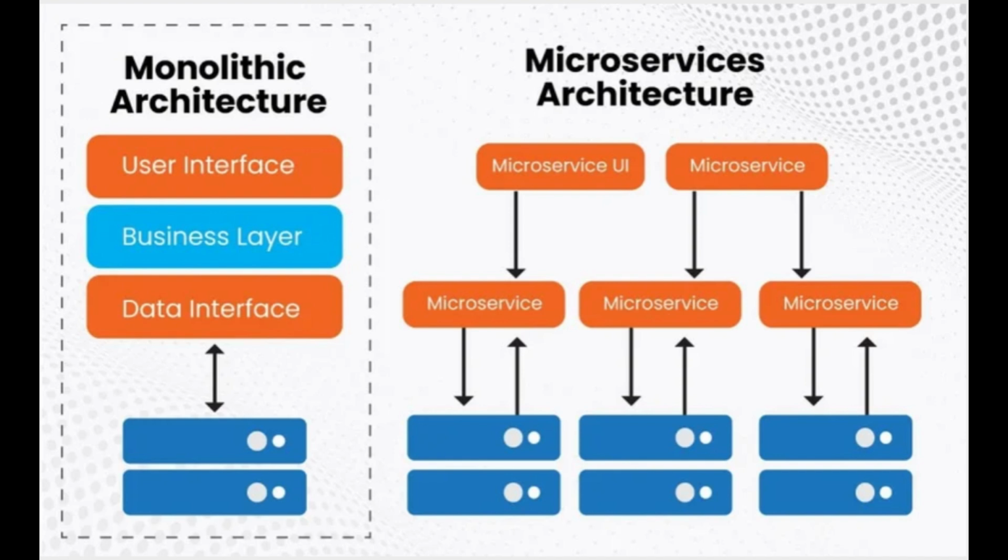To address these issues, the microservices architecture was introduced. Instead of building a single monolithic application, the system is divided into multiple small, independent services, each responsible for a specific business function. These microservices can be developed, deployed, and scaled independently, while communicating with each other through protocols such as REST APIs or message queues.